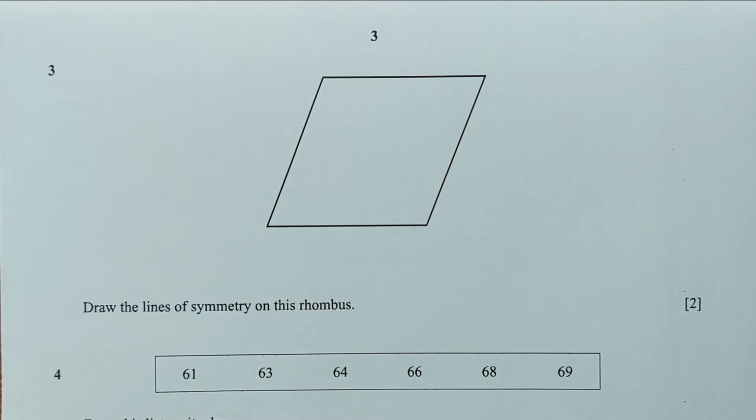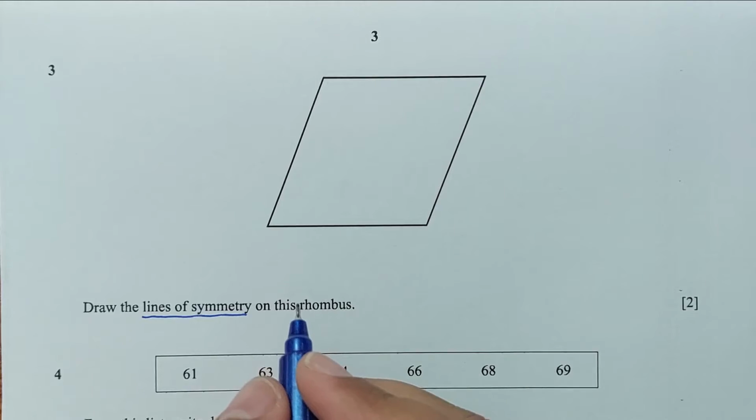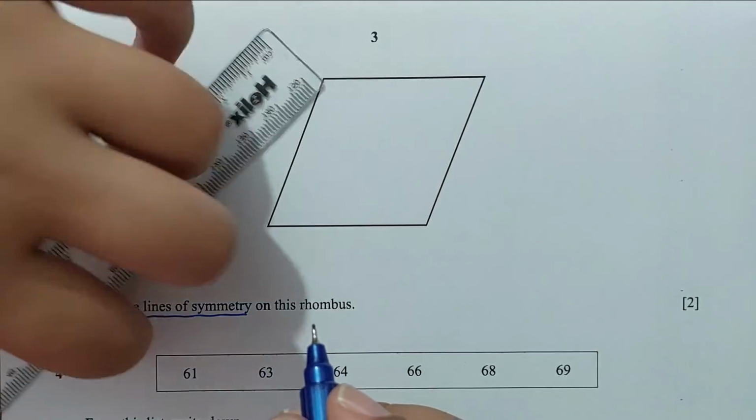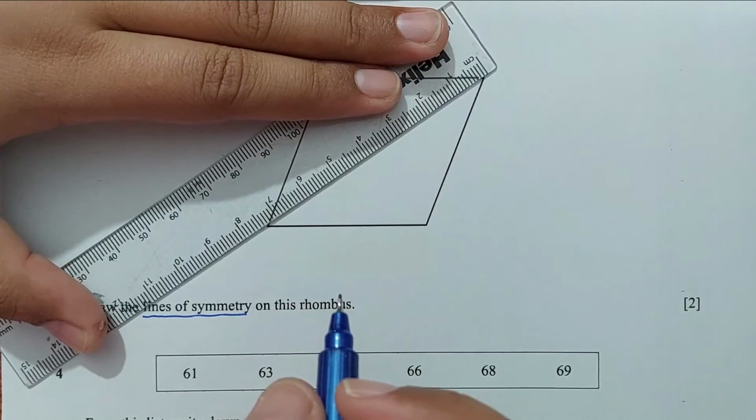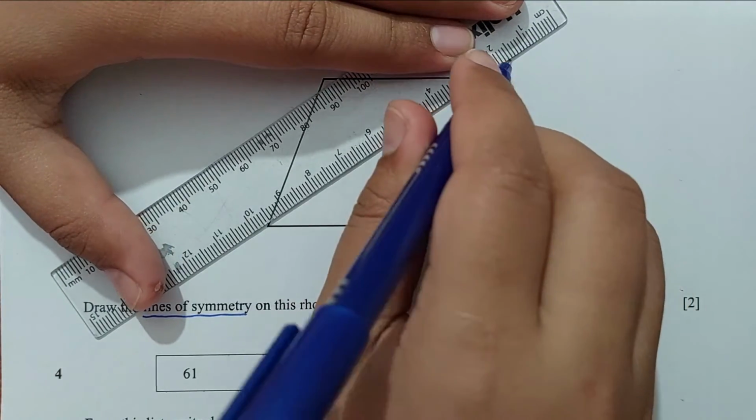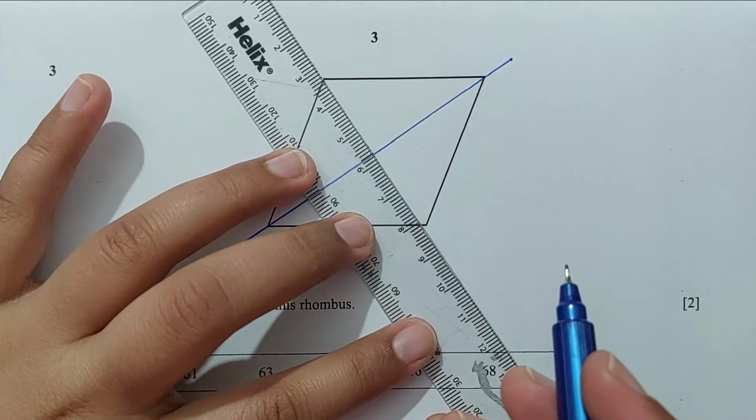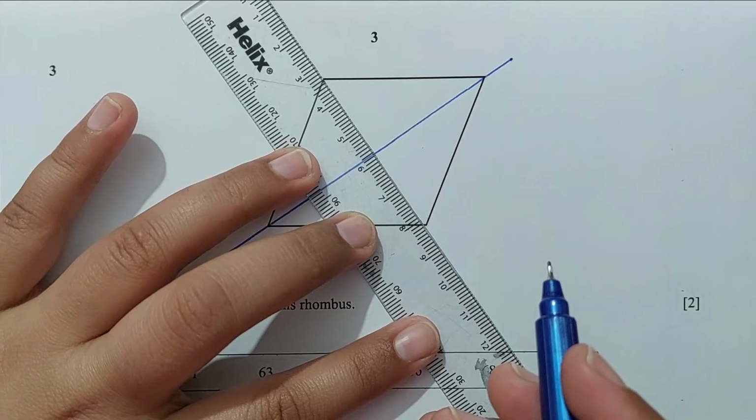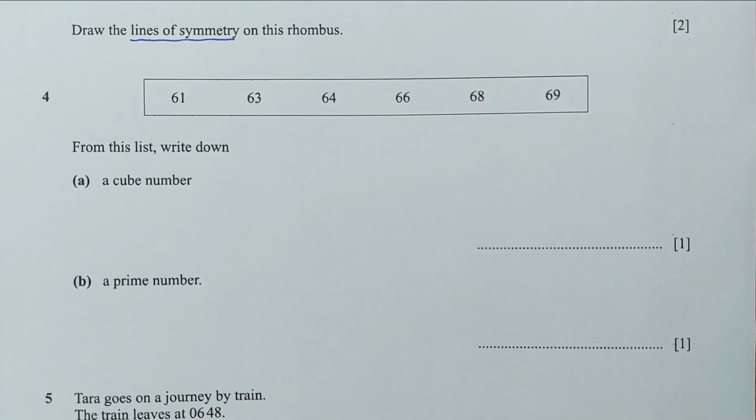Question number 3, draw the lines of symmetry of this rhombus. Okay, let me draw the lines of symmetry. The first line of symmetry is this. Both the shapes are identical. This is the first line of symmetry, and this is the second line of symmetry. So there are only two lines of symmetry of a rhombus.